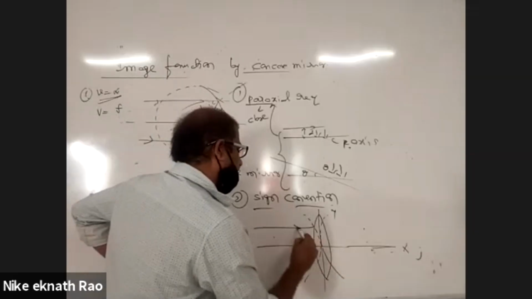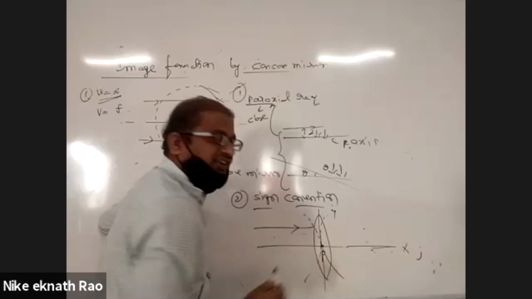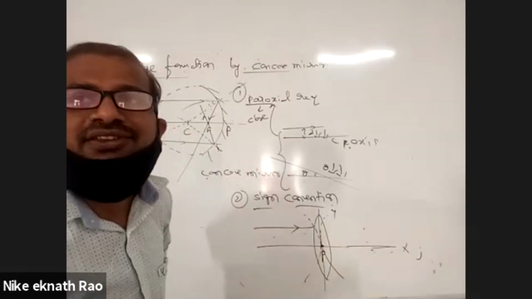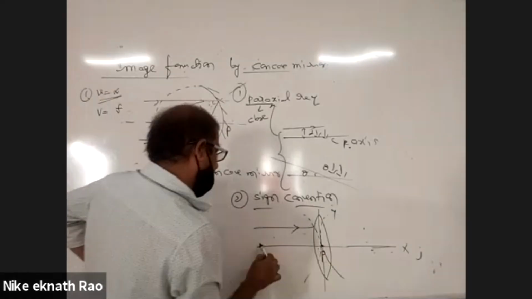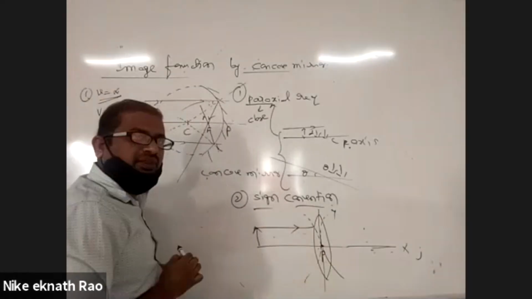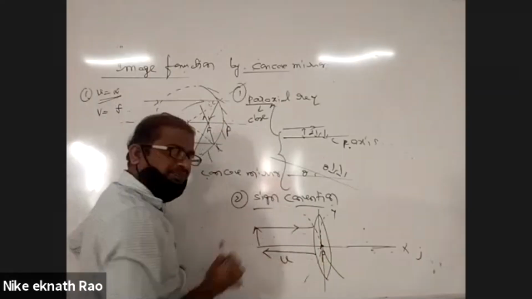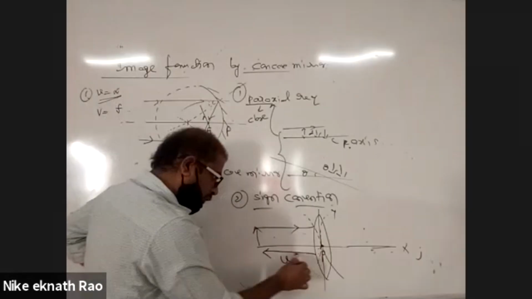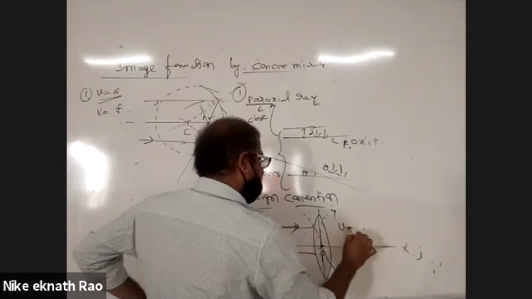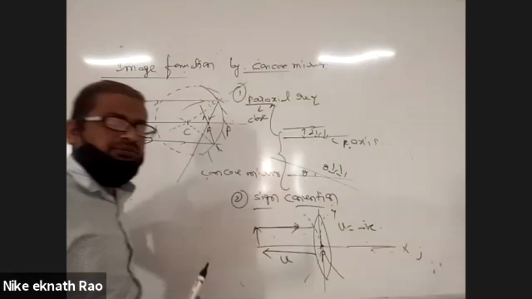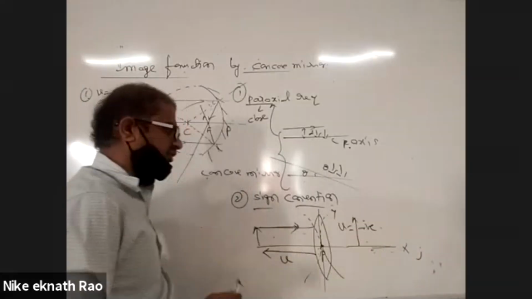If light rays are coming like this, we always measure distance from this geometric center, which we call the pole in the case of a mirror and the optic center in the case of a lens. Say the object is over here; we measure from the pole. Opposite direction is negative.